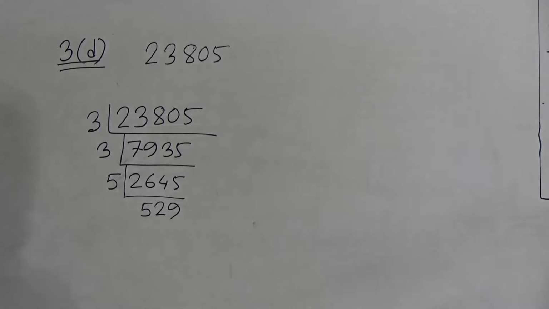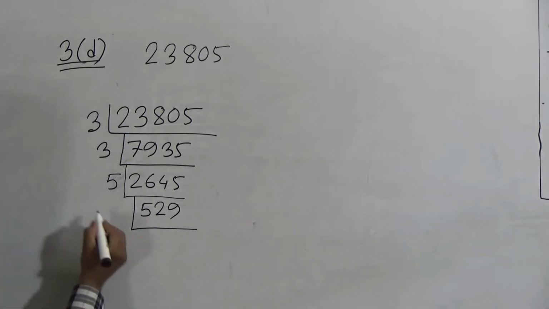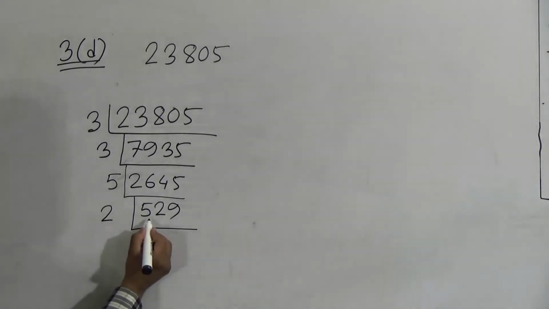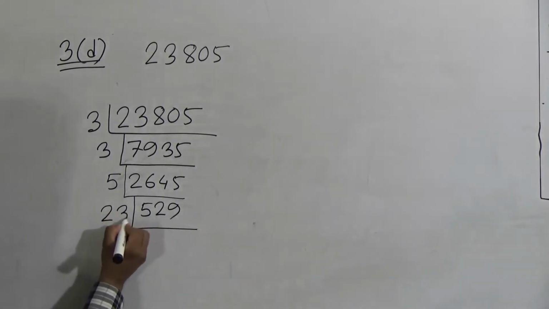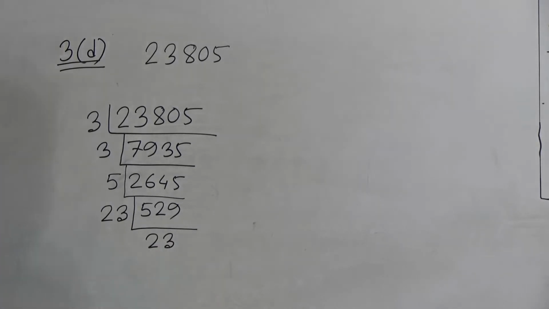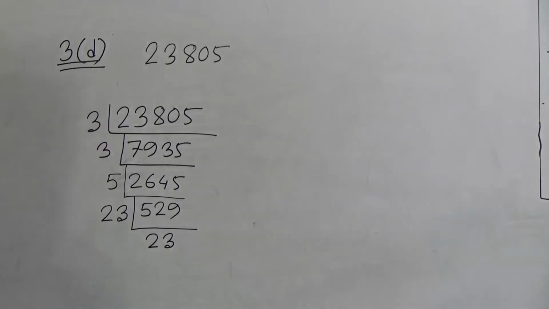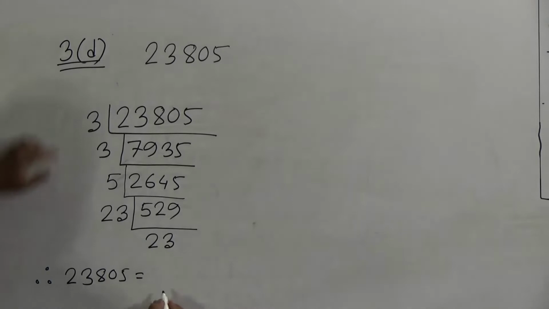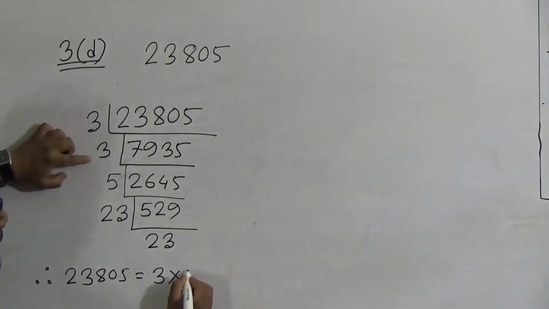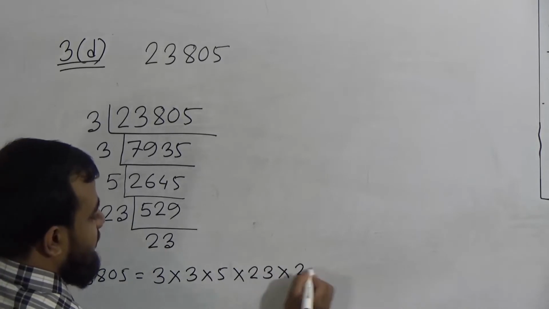Now there is no other number except 23 to divide this number. 23 is a prime number. We can divide 529 only by the prime number 23. We will get 23 as a result. Now the prime factorization of 23,805 is done. So we can write it down. Therefore 23,805 is equal to the multiplication of the prime numbers: 3 multiplied by 3 multiplied by 5 multiplied by 23 multiplied by 23.